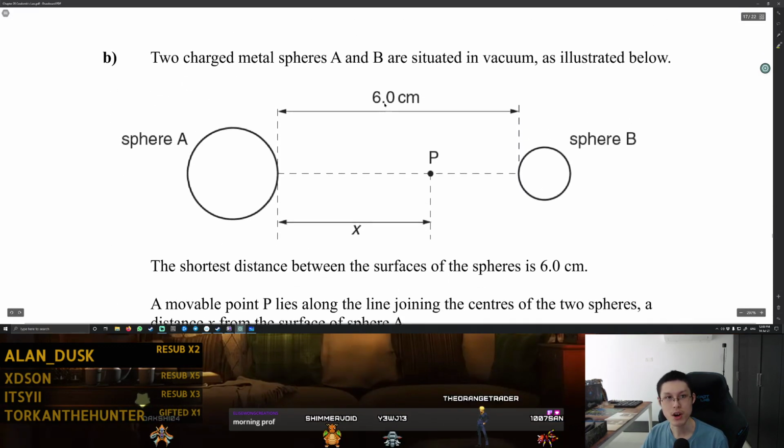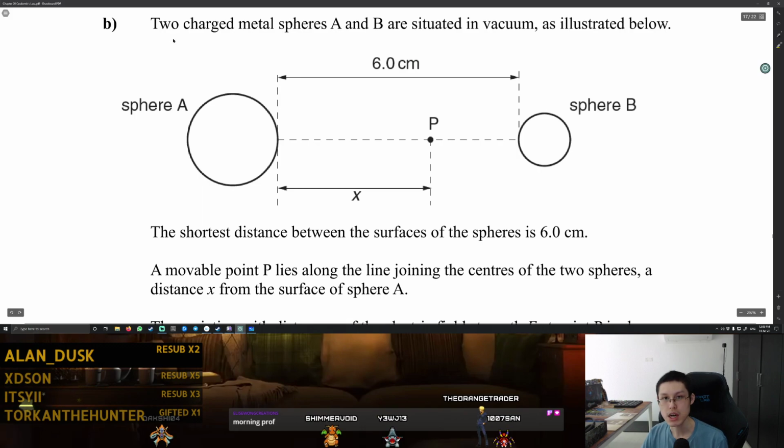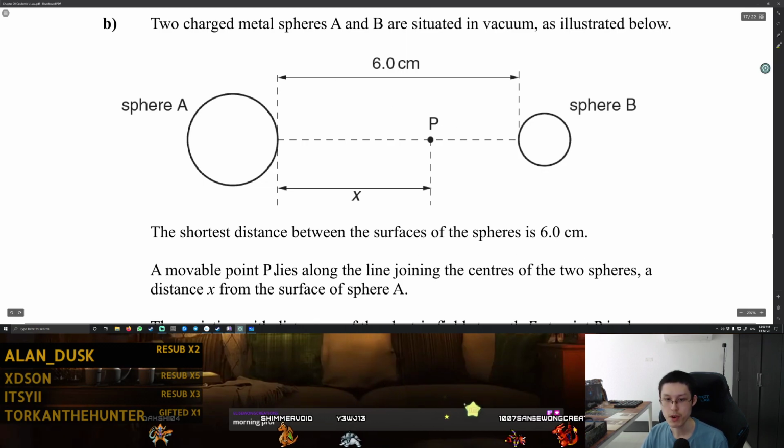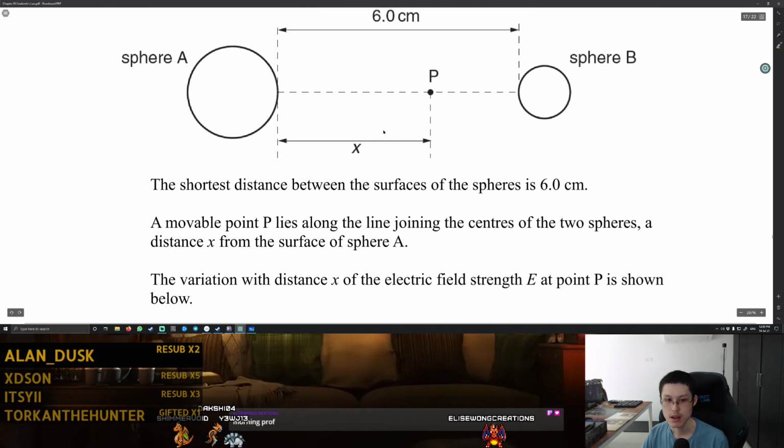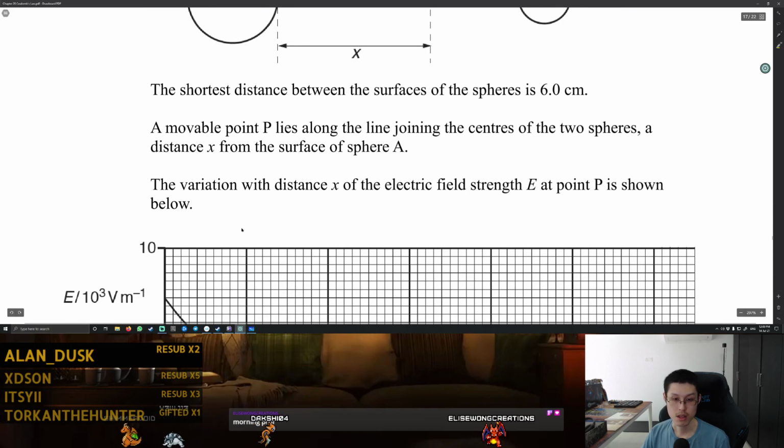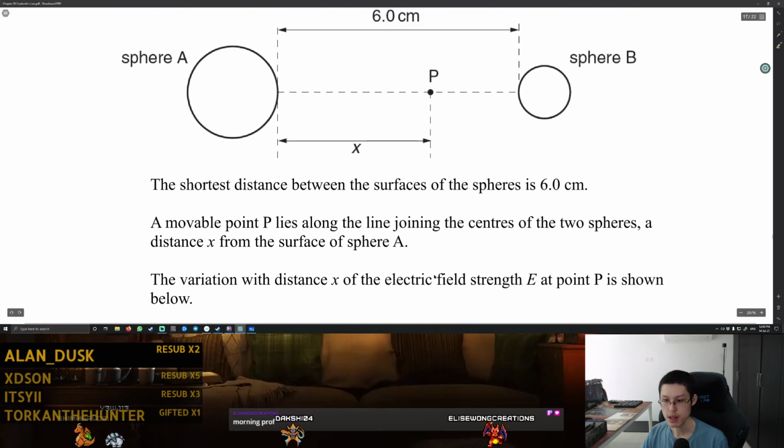Okay, so moving on to part B. Two charged metal spheres A and B are in a vacuum as shown. The shortest distance between the surfaces of the spheres is 6 centimeters. A movable point P lies along the line joining the centers. The variation with distance x of the electric field strength at point P is shown below.